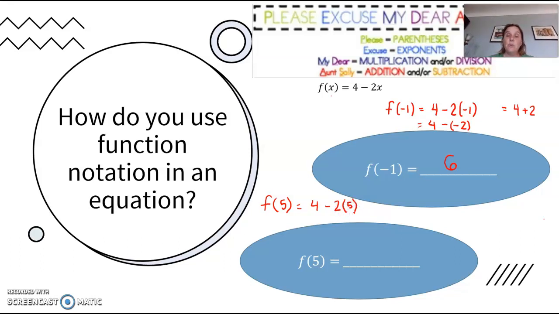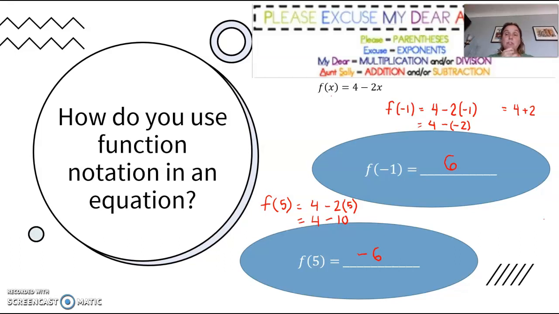Multiplication comes before subtraction, so we're going to turn that into 4 minus 10, and then the last thing we would do is subtraction. So 4 minus 10 would be -6. It's 4 degrees outside, it goes down 10 degrees, so it would be -6.